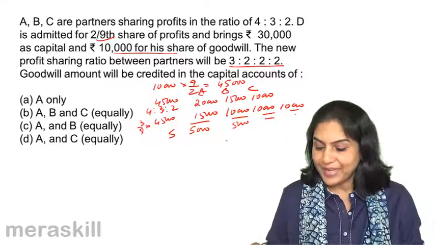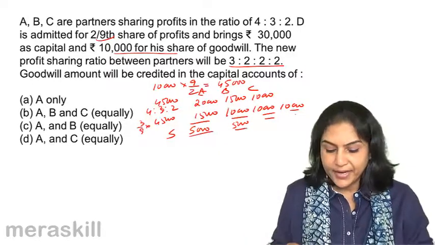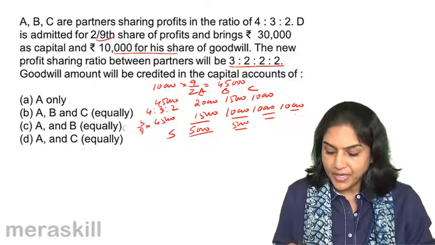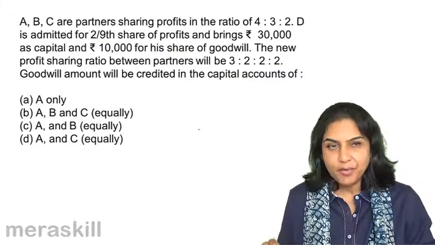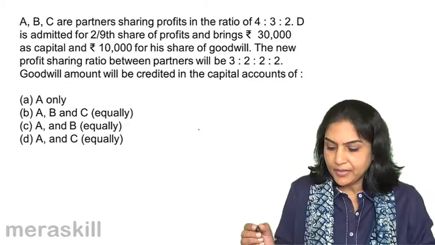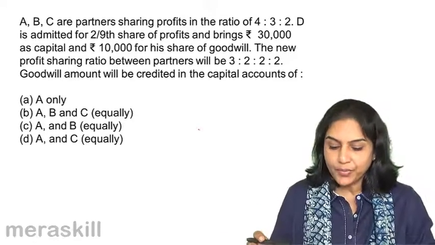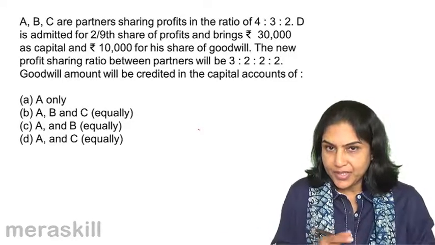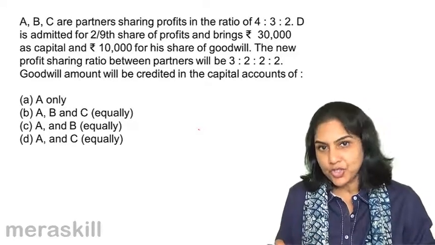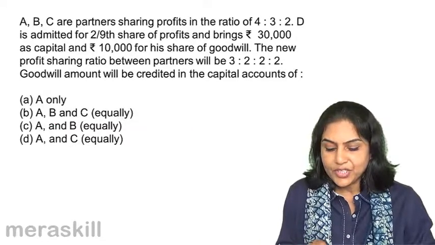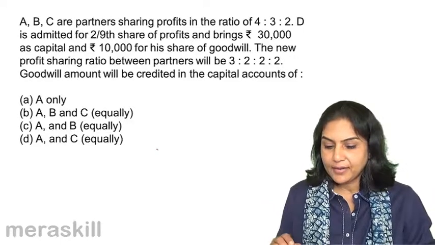So the amount should be credited. Who are the persons who are sacrificing? A and B should be credited equally, 5,000 and 5,000. This is the same problem. We could work it out in another manner. What we discussed just now is probably a simpler way of doing it under a multiple choice question format, where we just have to select one of these options.